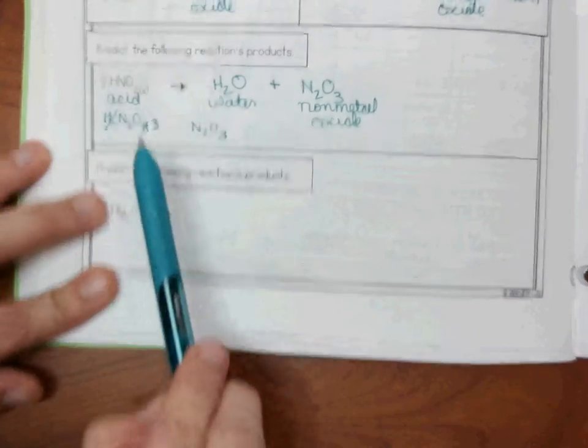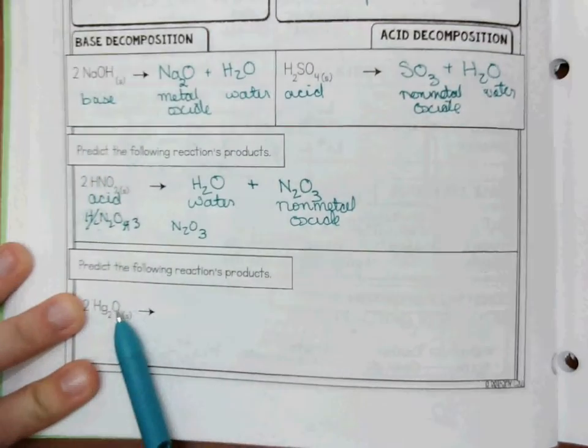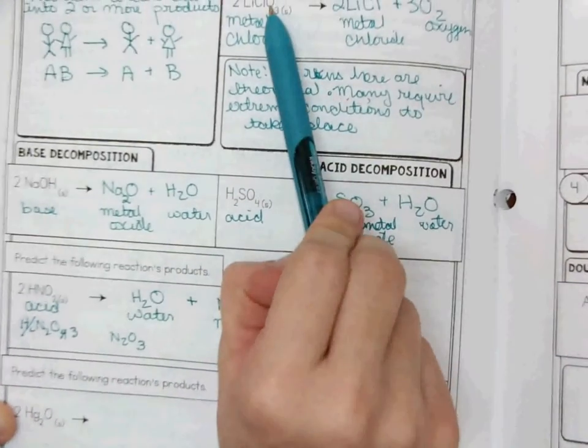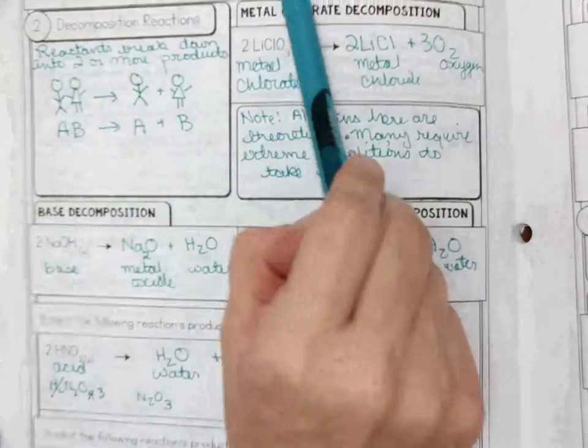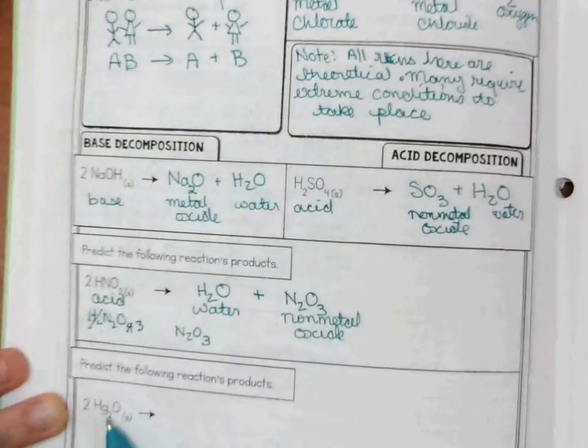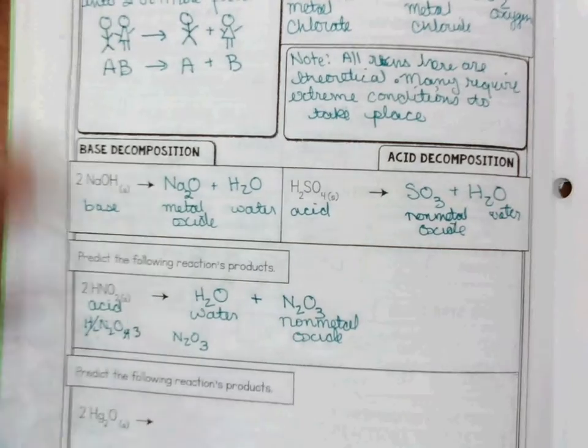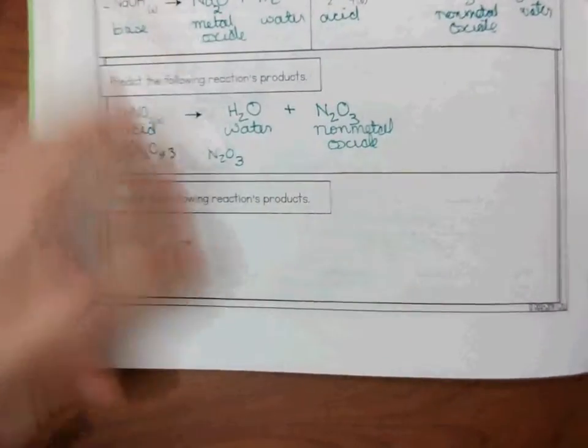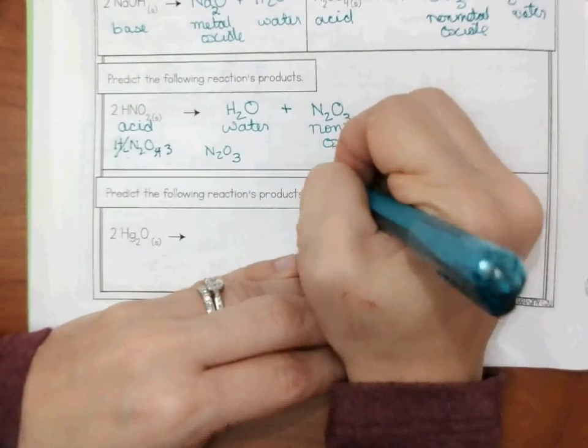I'm going to look up at the top. I don't have a base, so it's not that one. I don't have a chlorate, so it's not that one. I don't have a carbonate, so it's not that one. So this must be a binary compound decomposition.